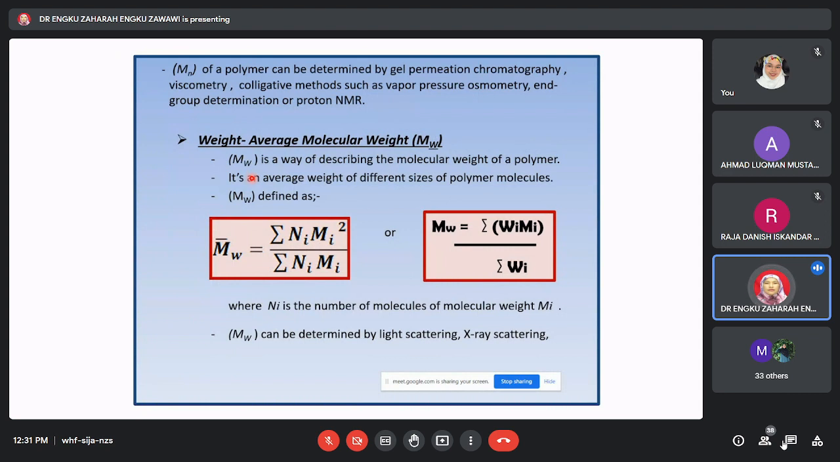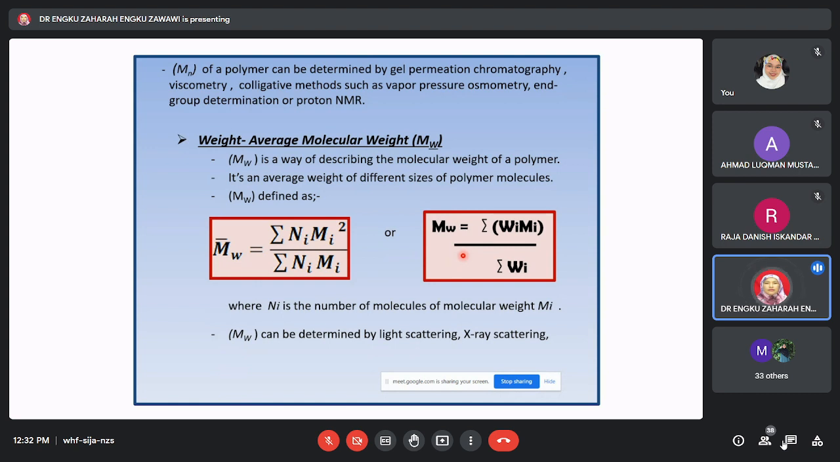So the W is weight lah. The MW is a way of describing the molecular weight of polymer. So it's an average weight of different sizes of polymer molecules. So kita determine dia, kita define dia. So sama macam tadi juga, the second type of weight average molecular weight ni, kita ada weight dia, weight of the species of the polymer tu, kita ada let's say W1, W2, W3. Okay, W is weight. Okay, so normally kita represent by Wi lah.